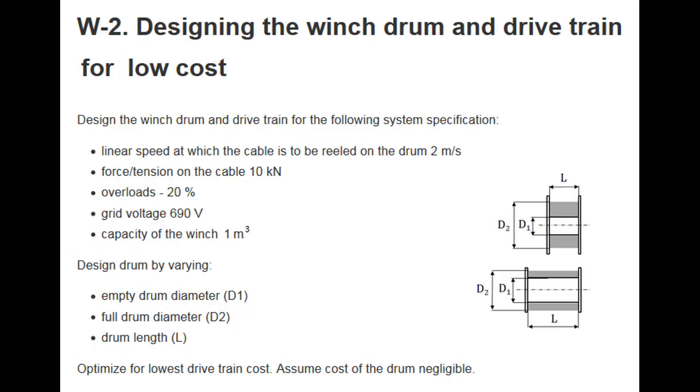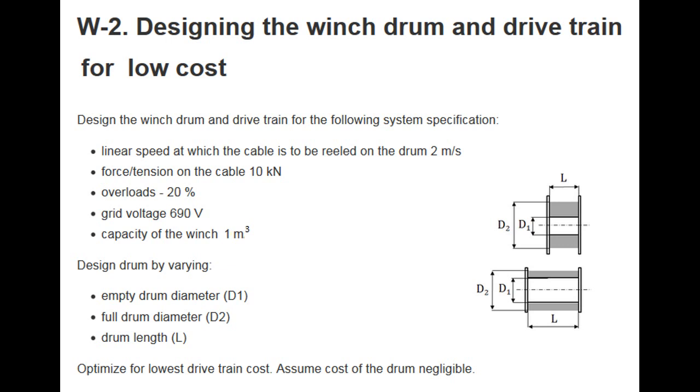In exercise W-2 we'll be solving two problems simultaneously. The first problem is to design the drum for the winch, and the second problem is to design a drivetrain for this winch. So what we know is how fast we uncoil a cable on and off the winch, and we know at what speed it is going to happen.